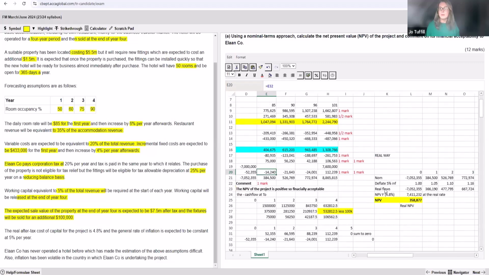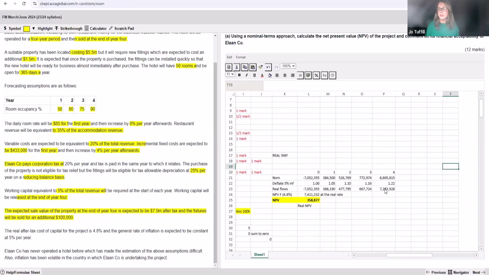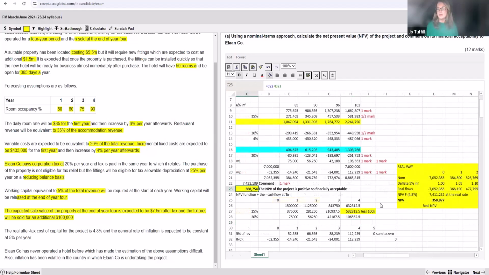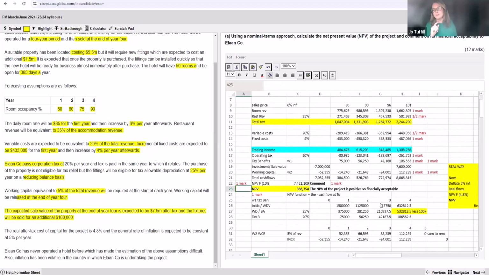In the exam question, we just deflate the trading income and then leave these as inflated cash flows. But I've done the whole lot just to give you a simplified version of how we're going to get the real NPV. All right. So if you use real flows and the real rate, you should effectively get the same net present value result as if you use the nominal rate and the nominal cash flows.